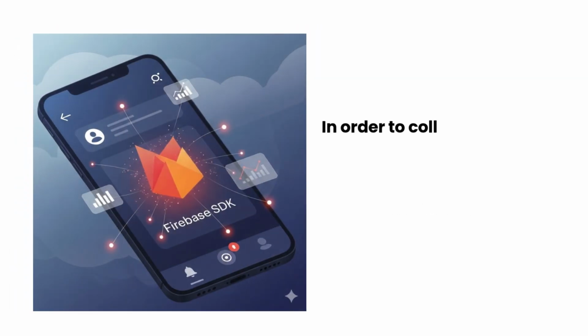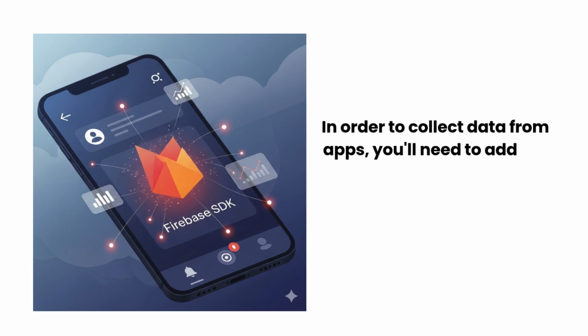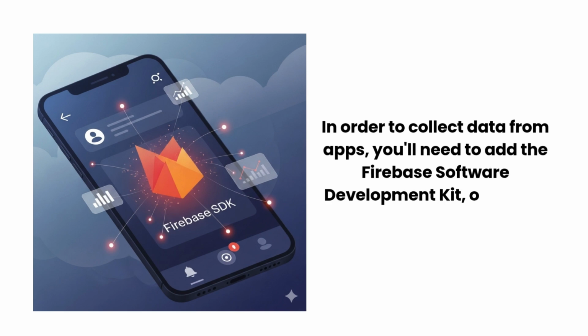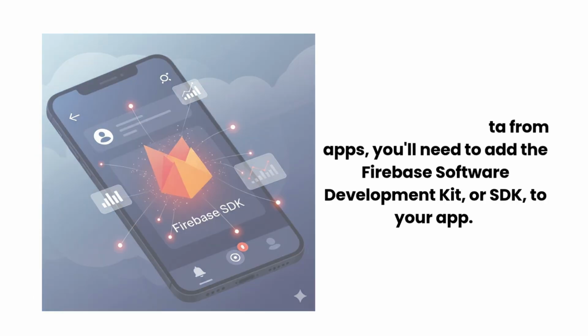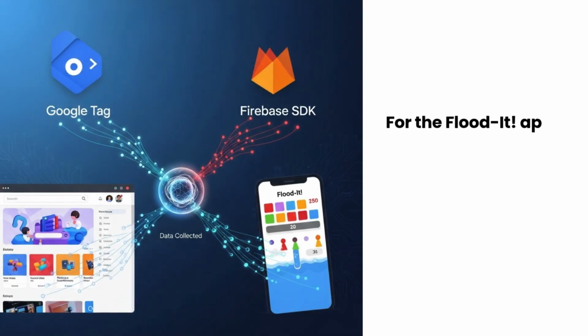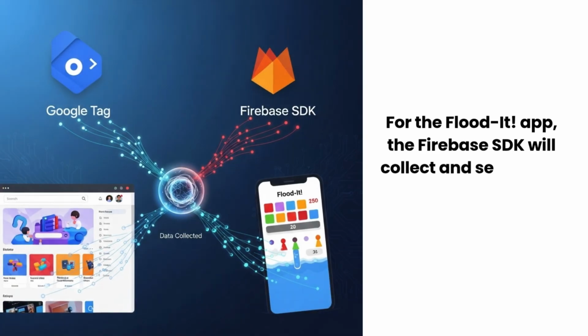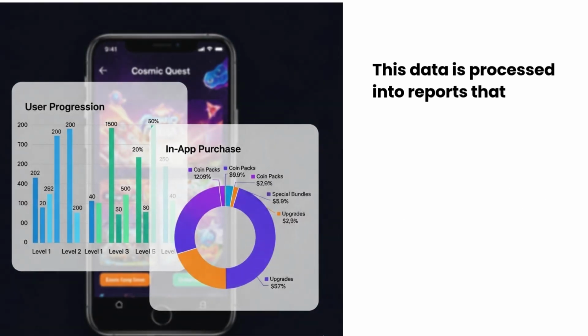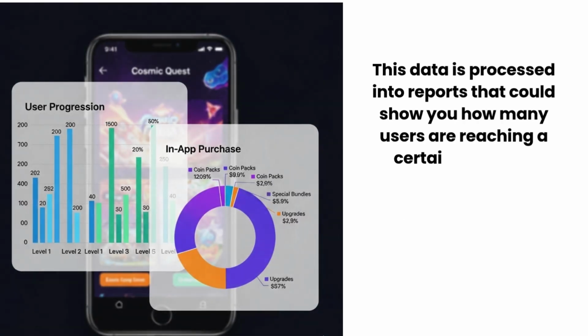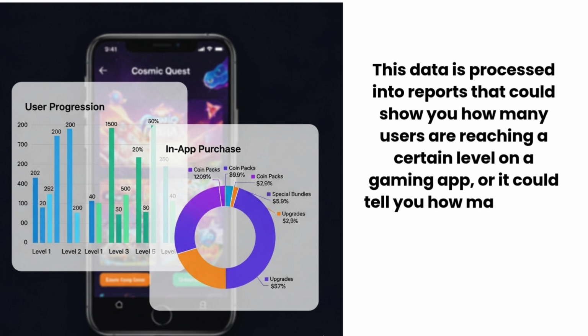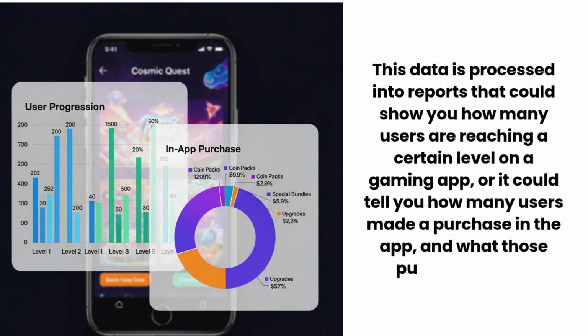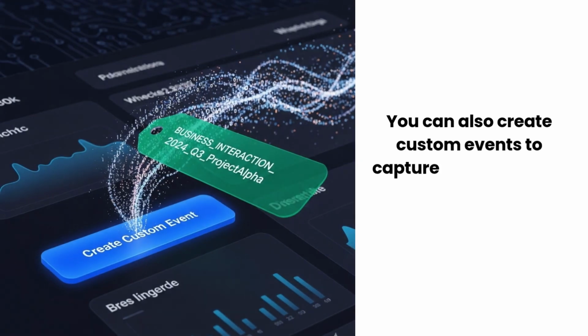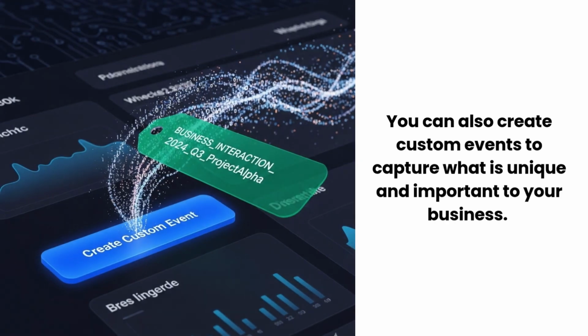In order to collect data from apps, you'll need to add the Firebase Software Development Kit, or SDK, to your app. For the Flood-It app, the Firebase SDK will collect and send data, similar to the Google tag for websites. This data is processed into reports that could show you how many users are reaching a certain level on a gaming app, or how many users made a purchase in the app and what those purchases were. You can also create custom events to capture what is unique and important to your business.